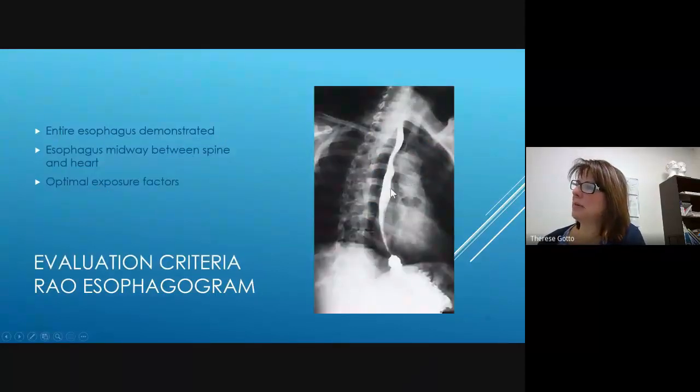This is what that should look like. At a 35 to 40-degree angle, your esophagus should be demonstrated between the spine and the heart, right there in the middle. You should see it in its entirety if they've already taken a drink of the barium and they're on their second drink. Okay, and you see your normal indentations. You should have your aortic notch here and your left pulmonary bronchus.